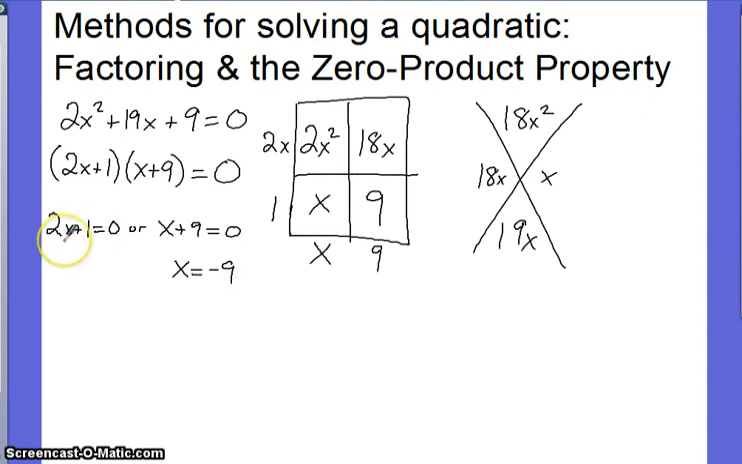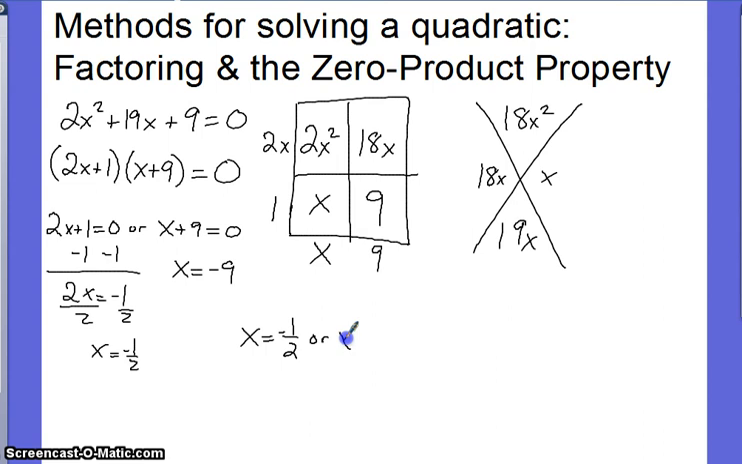Over here it's a little more complicated because we have 2x plus 1 equals 0, so we need to solve this. To get rid of the 1 on this side, we add a negative 1. So I get 2x is equal to negative 1. Divide by 2 on both sides, and I get that x is equal to negative 1/2. So my solution is that x equals negative 1/2 or x equals negative 9.